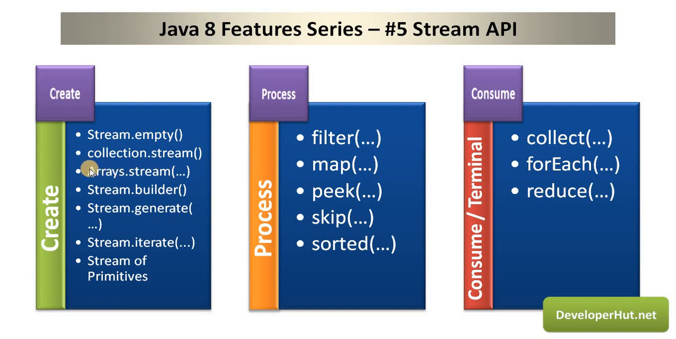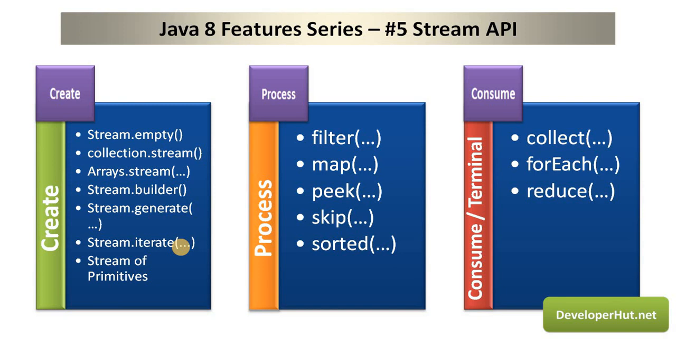Then you can also convert arrays into a stream using the Arrays.stream method. You can build a stream using the builder method. You can generate a stream with a certain limit using the generate method. We can also create a stream from an iterator using the iterate method, and there are also primitive stream classes available, which I will cover in the next video session. Those classes are very helpful and you can use a lot of operations on those primitive classes.